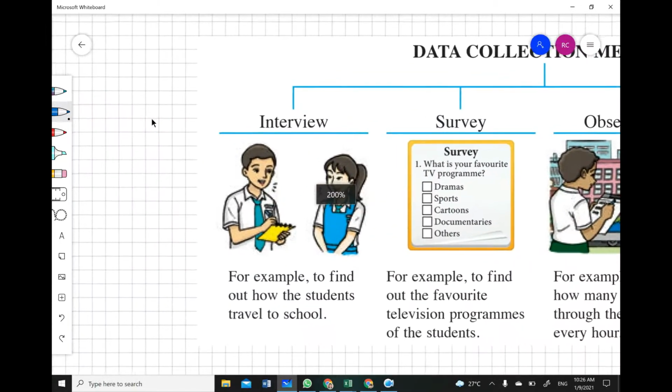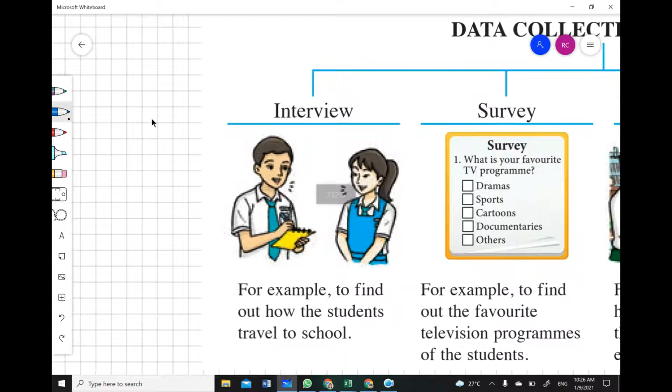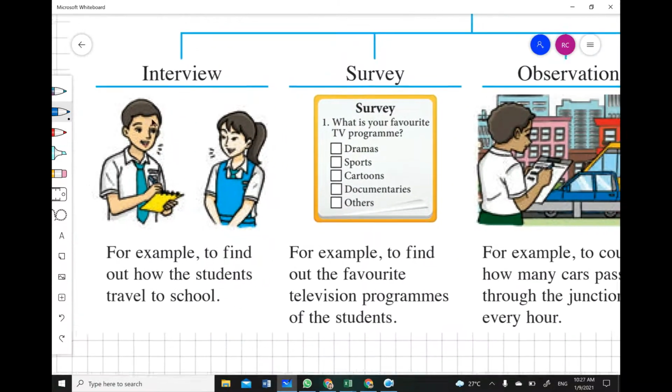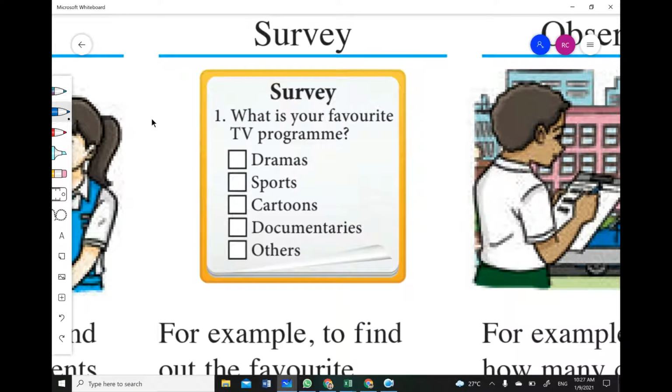For example, they need to find out how the students travel to school, so they interview you one by one. How do you come to school? And then record down. And then the second person, how do you come to school? And then record down. So this is interview. The second method is survey. So you can see in the survey paper over here, they give questions.